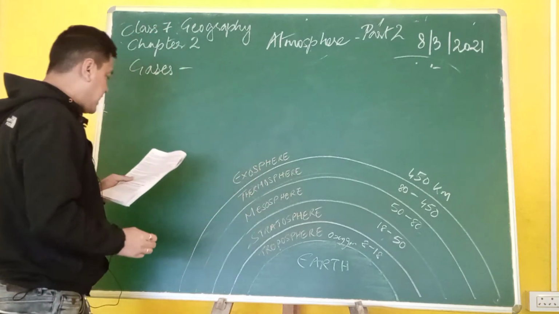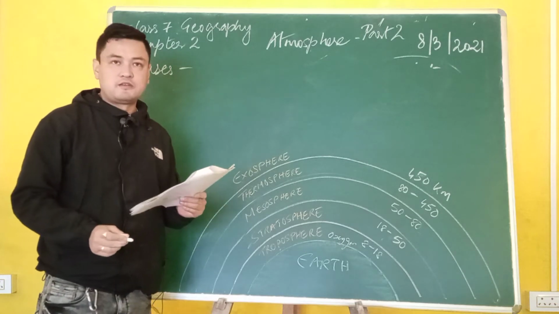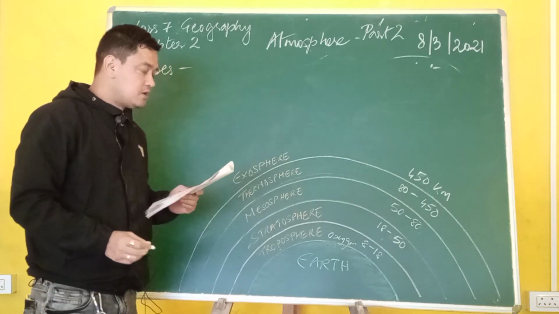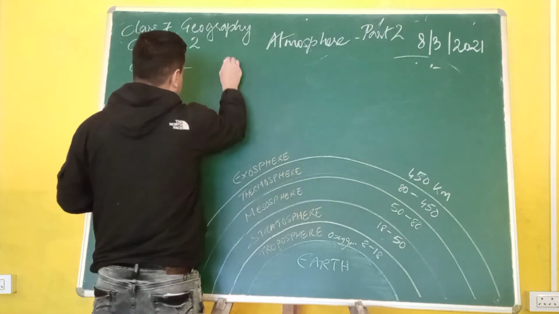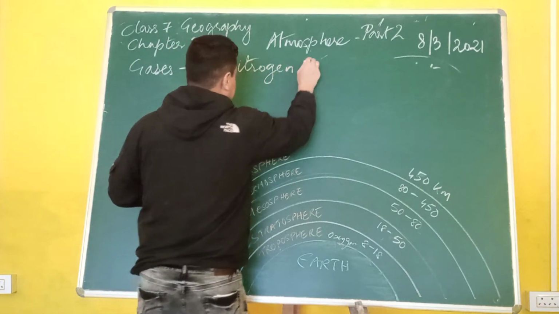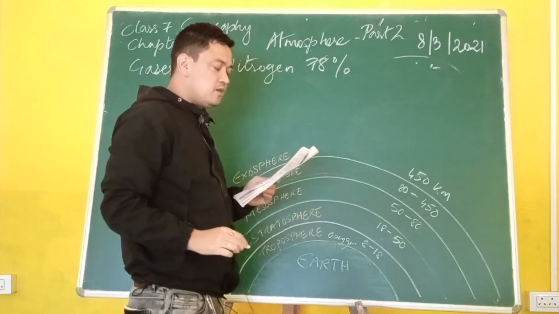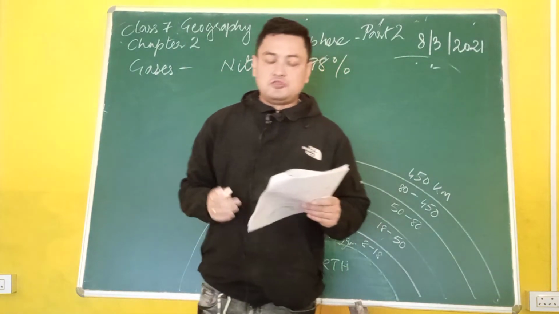The first gas that comes to our mind is the most predominant of all gases. The most predominant of all the gases is nitrogen, which is 78% in the atmosphere. And this nitrogen is used by the plants.